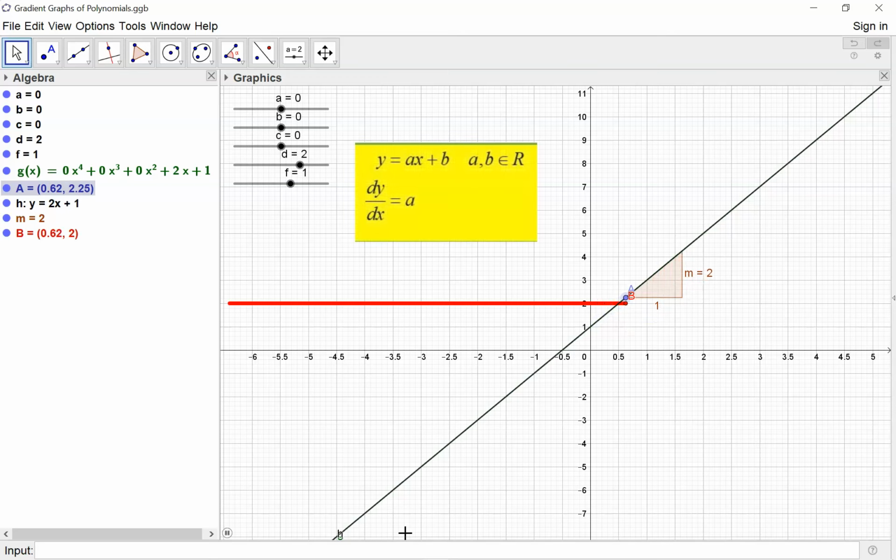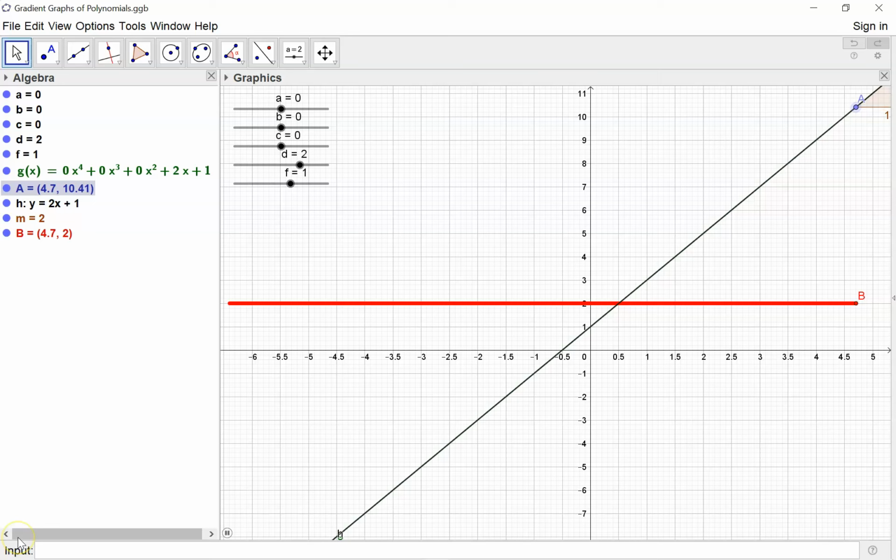So when you have the derivative of 2x plus 1, the derivative of 2x plus 1 is going to be 2, because the derivative of 2x is 2, the gradient of 2x is 2, and the gradient of plus 1 is 0, as we've seen before.